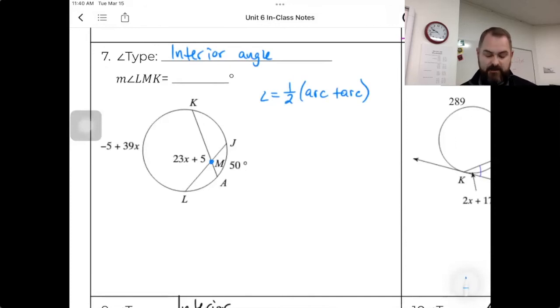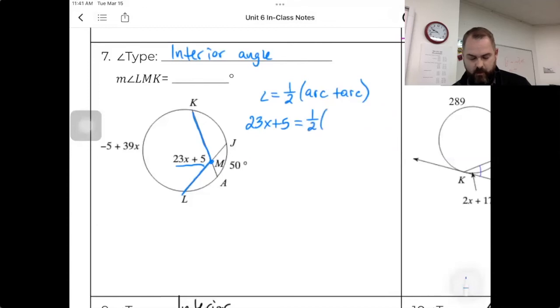That means I need to identify the angle and the arcs. The angle is formed right here with a vertex at M. The closest thing to that is this. Just because you see a degree out there with the 50 doesn't mean that's the angle. Arcs are measured in angles as well. This is the angle, 23x plus 5. So that goes in place of my angle symbol. One of the arcs is listed out here by the circle, -5 plus 39x. That's one of my arcs, and I have to add that to my other arc, which is just 50.